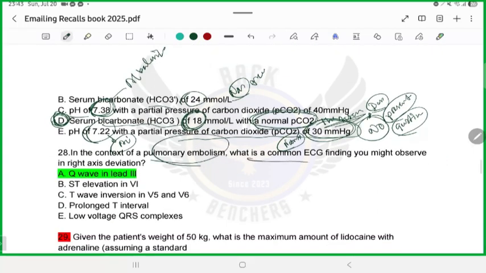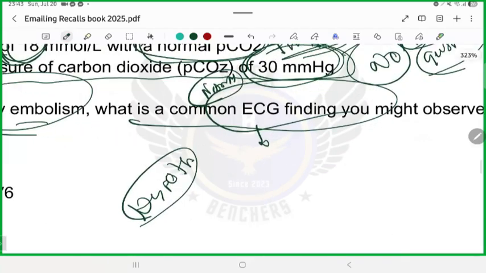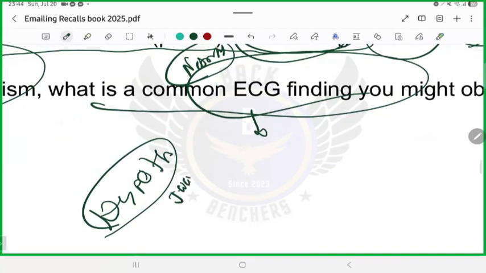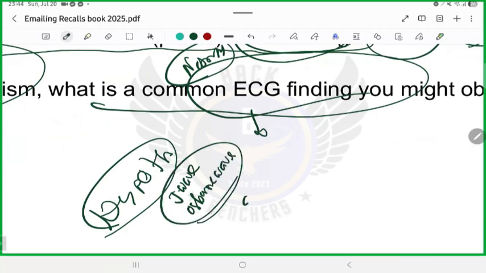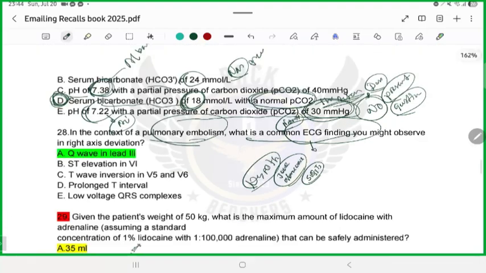Pulmonary embolism, what is the common ECG finding? What did I tell you? Only two ECGs: pulmonary embolism and hypothermia. Hypothermia: J wave or Osborne wave. Or S1 Q3 T3 in case of pulmonary embolism. Q wave in lead 3. Simple as that.